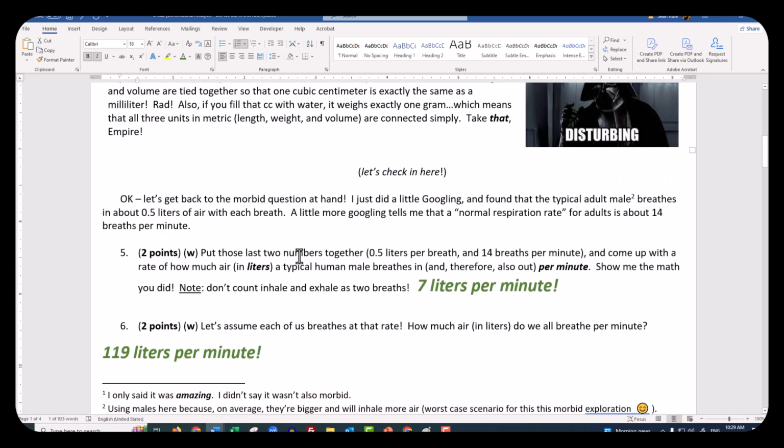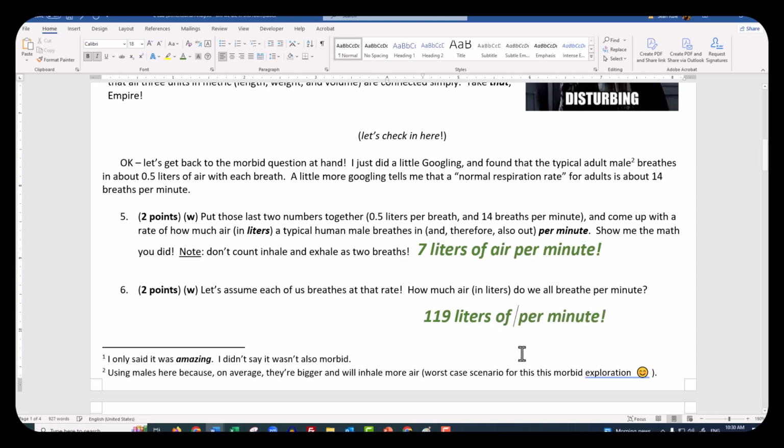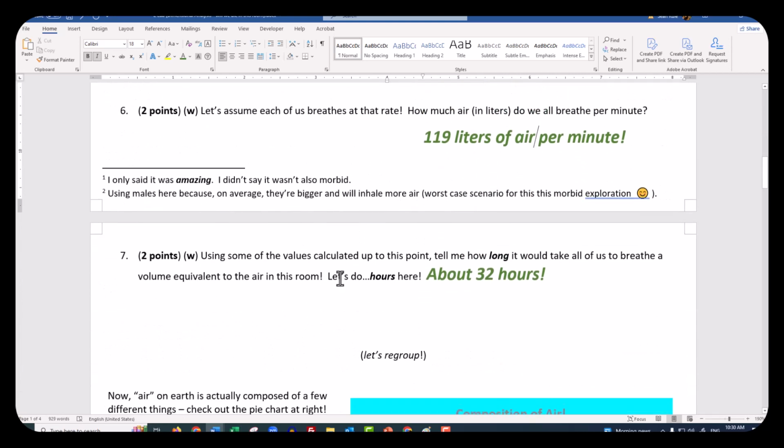All right. Then we figured out that we each breathe 7 liters of air per minute per person. And since there are 17 of us in the room, that means altogether we breathe 119 liters of air per minute. I should put of air, because we're eventually going to do oxygen, liters of air. Okay, very good. And then we figured out how long it would take us to turn over all the air in the room if we are breathing 119 liters of air per minute. And we figured out that was about 32 hours.